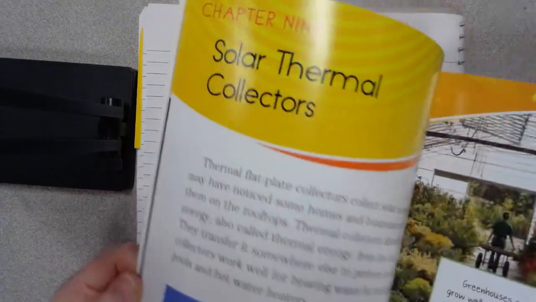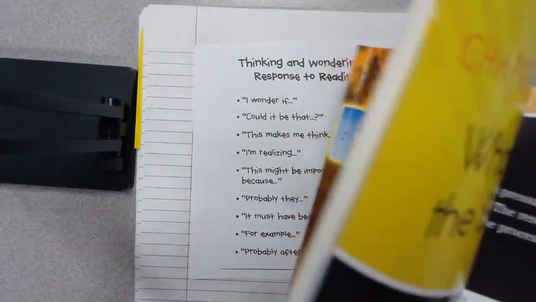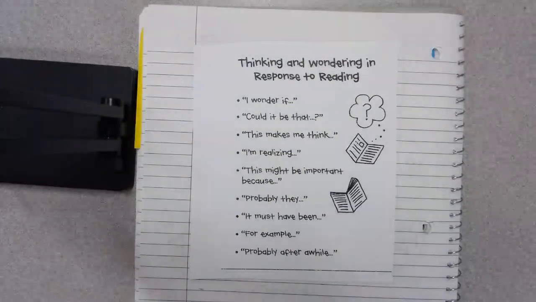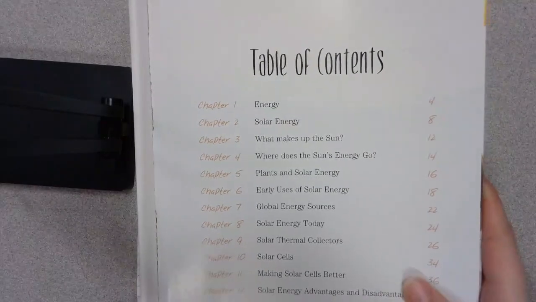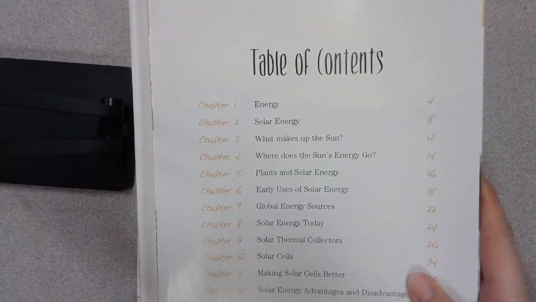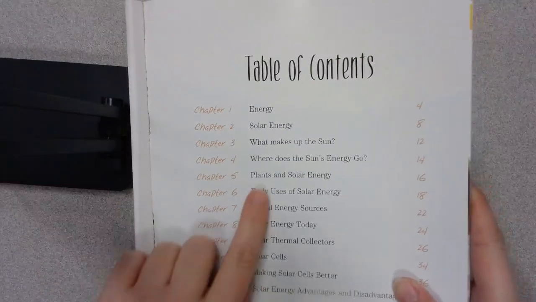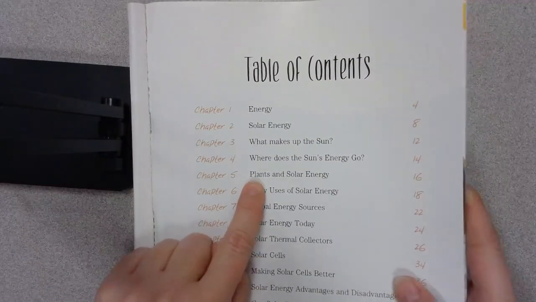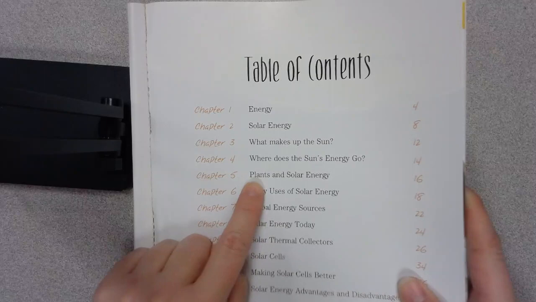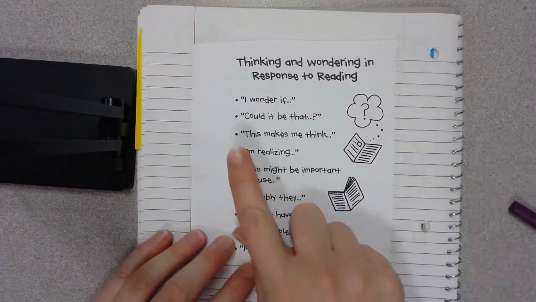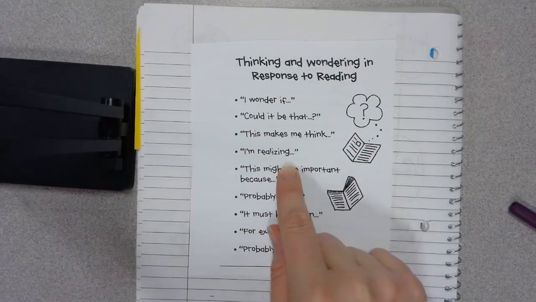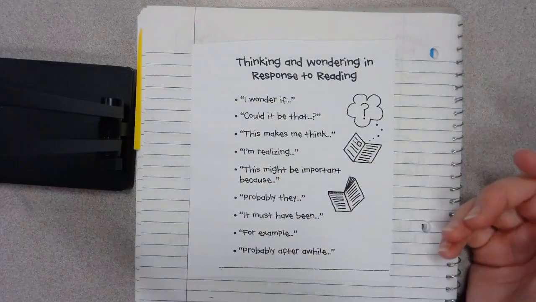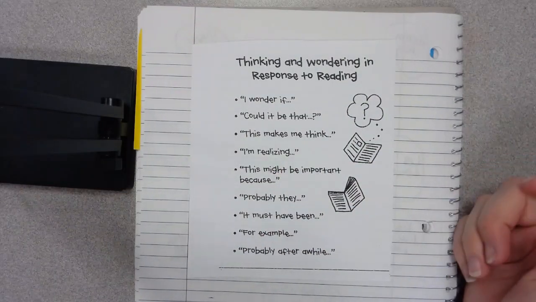So remember, with my example book, I've got my subtopics that I wrote down, and some of them were from the table of contents. So maybe I ask myself, okay, well, what do plants have to do with solar energy? And I might start saying, I'm realizing that plants are important because they collect energy. But now I'm wondering, how do plants do that?